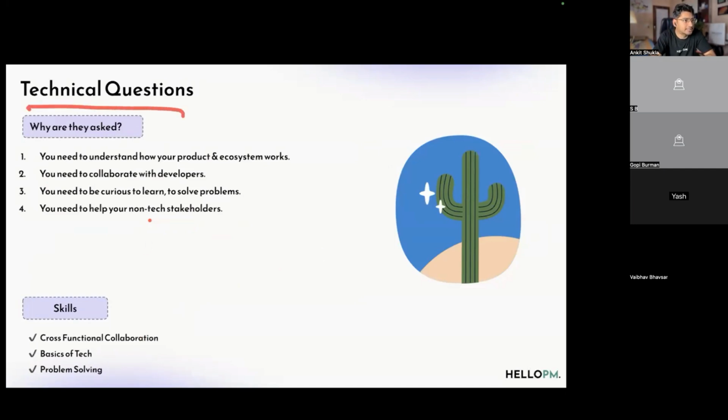How many people are there in the session who are coming from a non-tech background? Tell me yes or no in the chat. Write non-tech in the chat if you are coming from a non-tech background. Non-tech, wonderful.